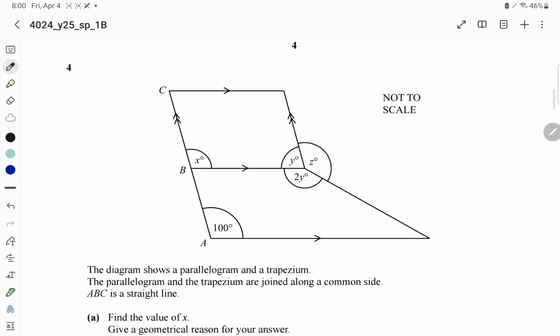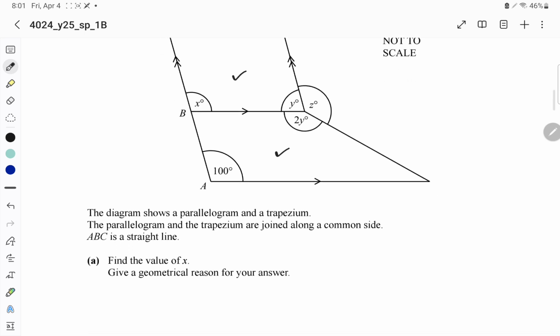In question number 4, we can see a diagram showing a parallelogram and a trapezium. A trapezium has one pair of opposite sides parallel. But in a parallelogram, the opposite sides are parallel and equal, and the opposite angles are also equal. They are both attached together along a common side. We can see this is the common side. Now find the value of x.